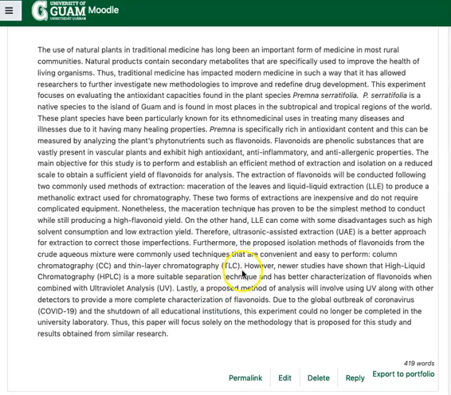So the other dimension that you're going to be looking at is the final sort of analysis, because out here you are saying that newer studies have shown that HPLC is a more suitable separation technique and better for characterization of flavonoids when combined with UV. So lastly, a proposed method of analysis will involve using UV along with other detectors to provide a more complete characterization of flavonoids. This is a very open and loose statement.